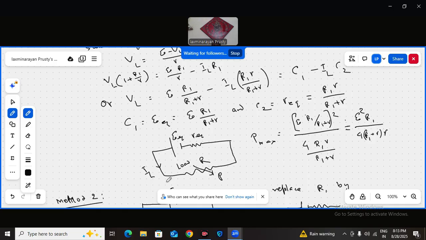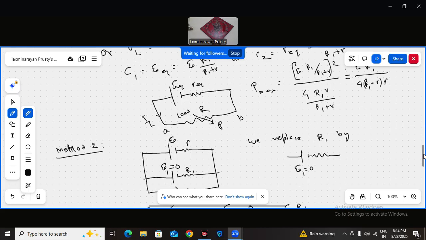Everything across the load I should be able to write as a single cell and single R equivalent. What is the P max now? This E equivalent square, that is (E R1 by R1 plus small r) whole square, divided by 4 into small r equivalent. That's it. Then opening the brackets, you get E square R1 divided by 4 into (R1 plus small r) into small r. That's it. Very simple. Now, what is the second method?